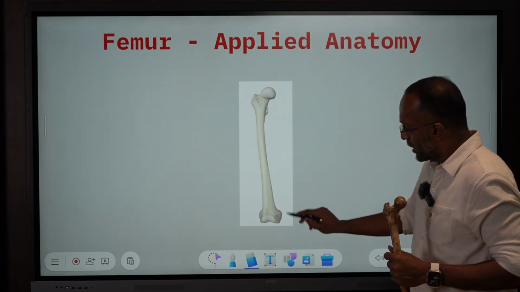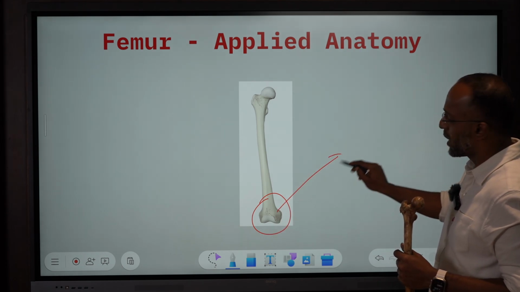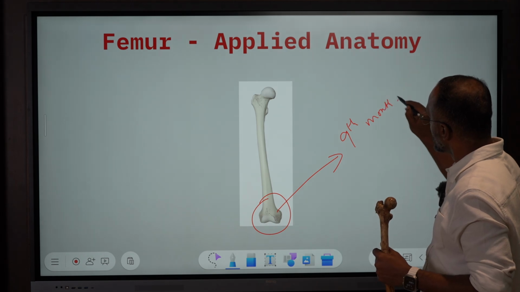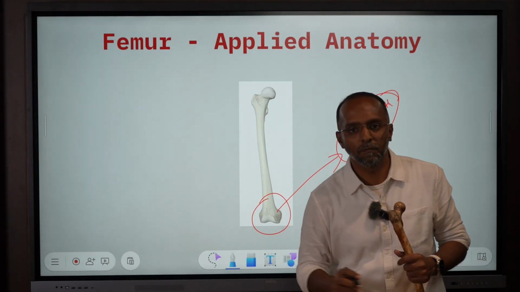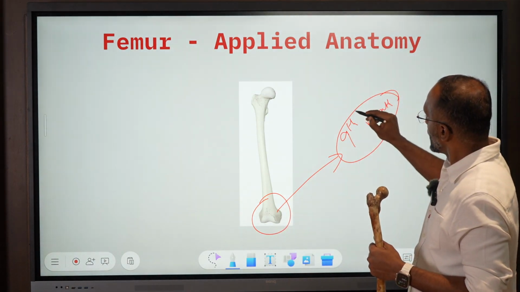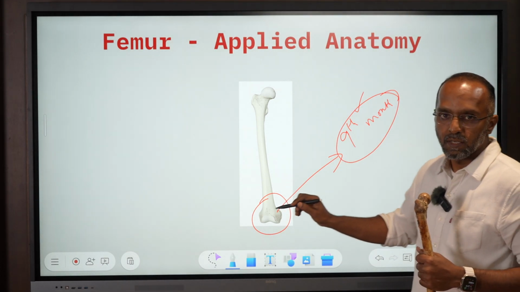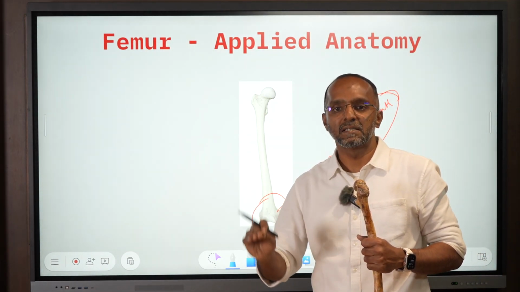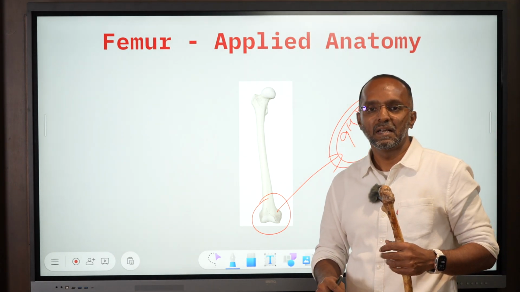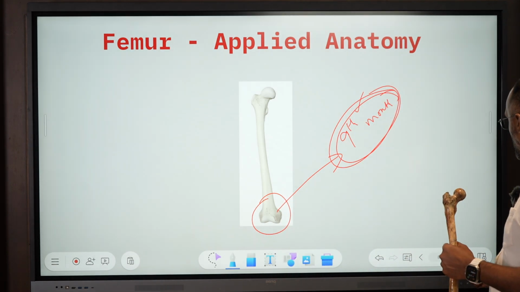Now coming to the lower end, what is the applied anatomy for the lower end? As I told you, lower end of the femur ossifies at the 9th month of life. So this is important in forensic medicine. Whenever a child is found dead and X-ray shows the lower end being ossified, which means the child was capable of existence as it has completed 9 months of life, in which it is capable of independent existence. So this is important for medico-legal purposes.